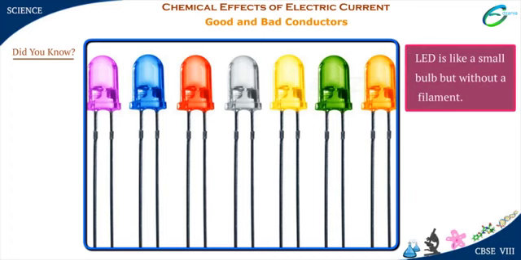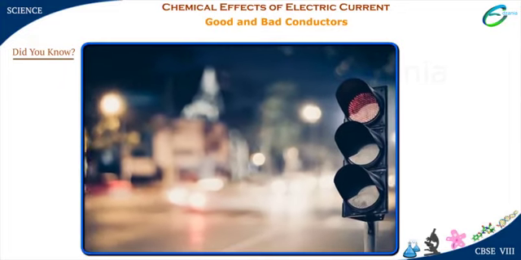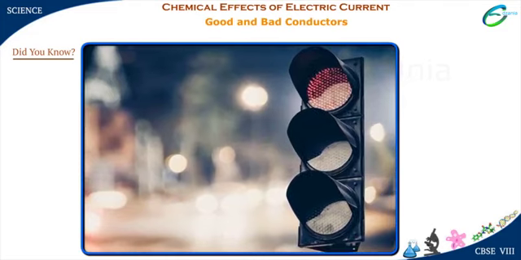Each LED has two connecting terminals called its lead wires. The longer lead wire represents the positive terminal. In an electric circuit, it must always be connected to the positive terminal of the battery. LED lights are used in toys, as an indicator in electronic devices, in making decoration lights, in making torches, and in traffic signals.